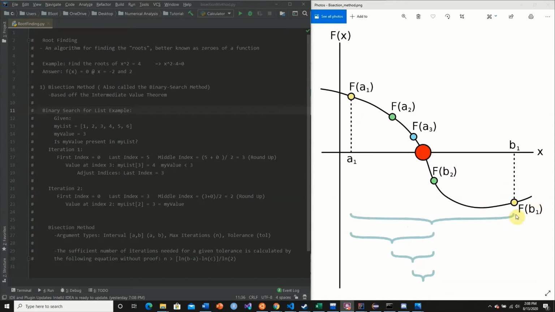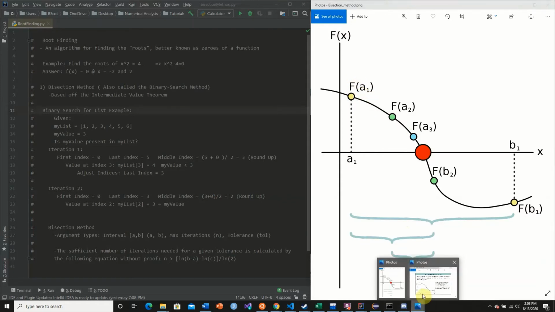of b is negative. So let's say we were given an interval a and b, and we choose this value here and this value, and these two values times each other are positive. Therefore, there's no way there's a root. So we have to choose our interval where the signs are negative between our function evaluations.